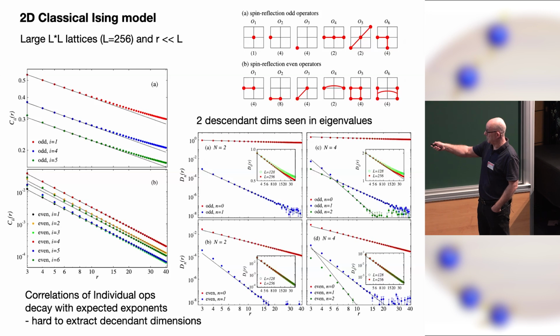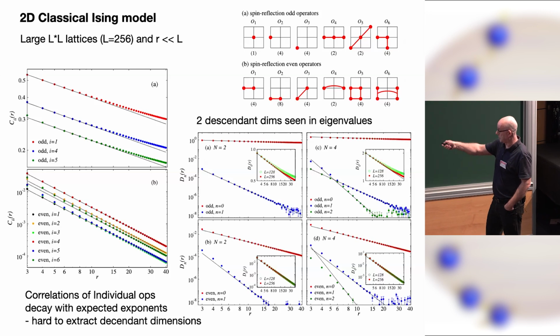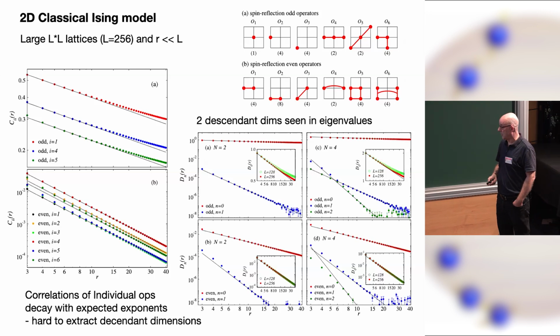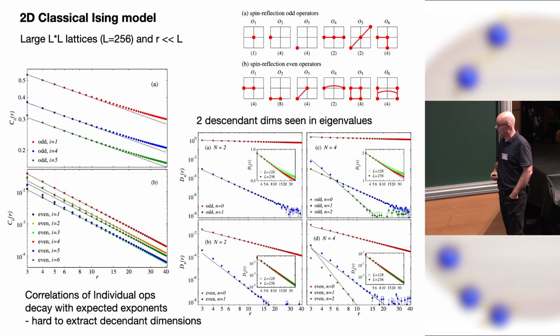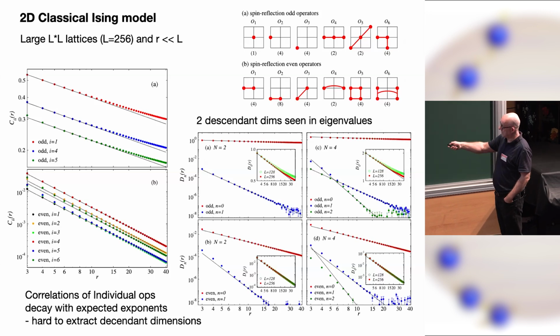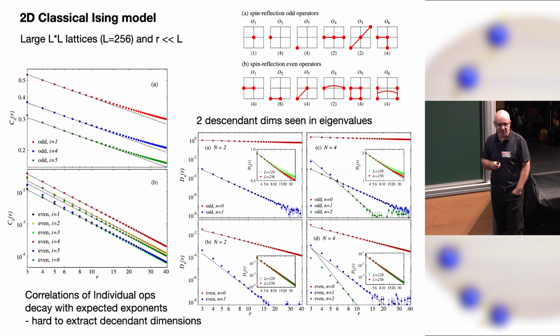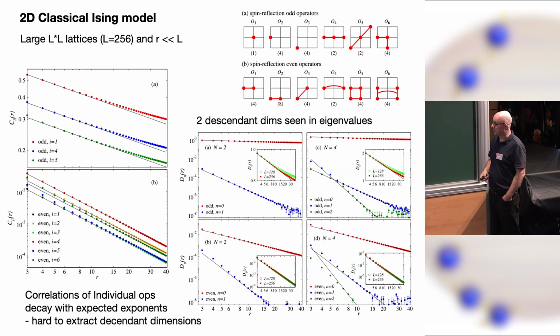You see that the overall magnitude goes down as I go to higher eigenvalues. But we kind of see the second descendant. So here the decay is 1 over r to the 10, which is a pretty fast decay to study with Monte Carlo.